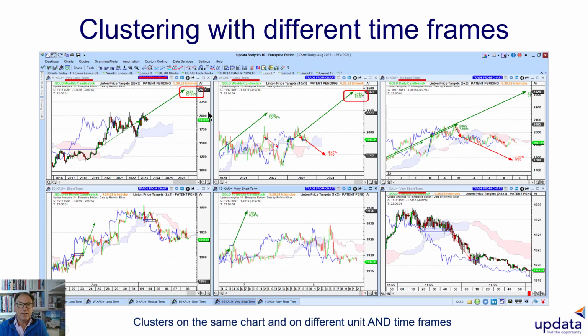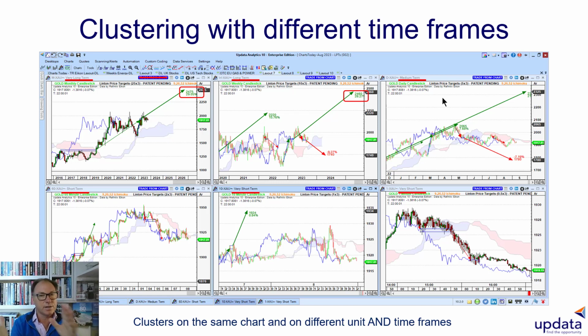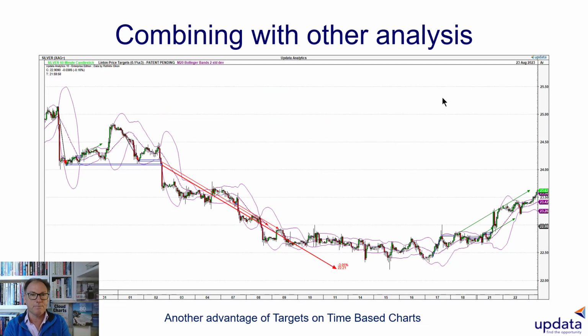And then what we're seeing is we've got targets 2475, 2460, and there's another one here. So these are now matching up as well. So that's clustering on time frames as well as multiple targets on the same chart. So you can think of things that way as well. When you get targets pointing to the same place on different charts or the same chart, that increases the likelihood that the targets are going to be met.